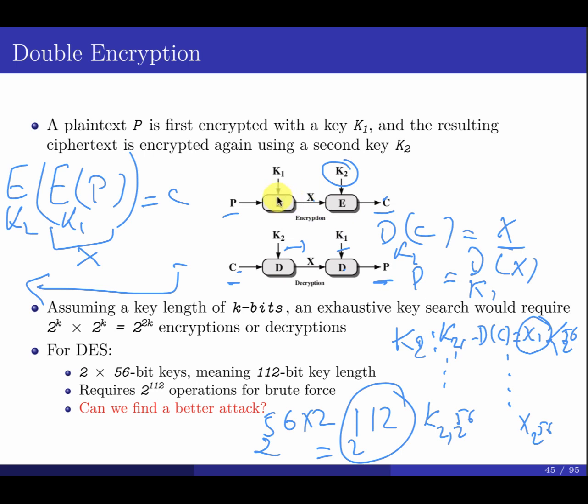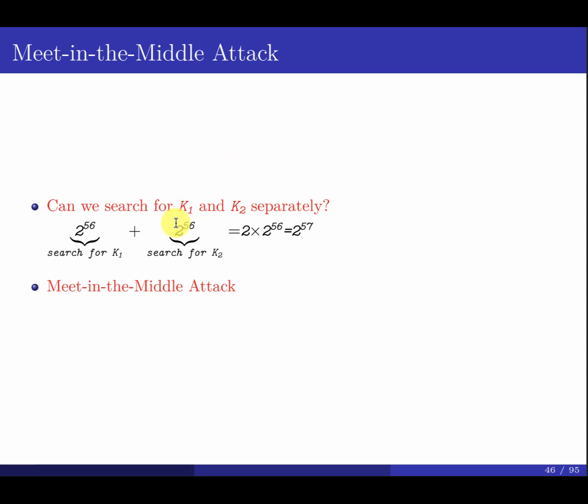I noticed that it looks like you can either start from this direction or come from this direction. You're going to produce the value of X in the middle, right? So what's the plan here? The plan here, I'm going to maybe try to perform 2 to the power of 56 multiplied by 2. So that's the meet in the middle attack. Let me do the attack first, and after that, see how it works.